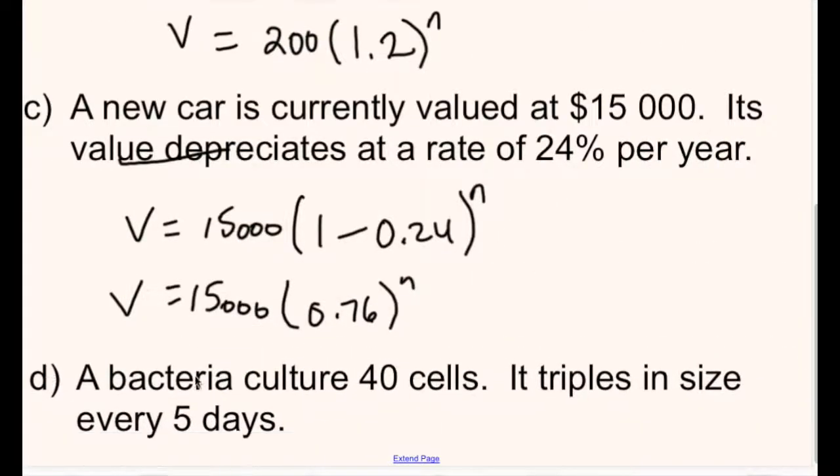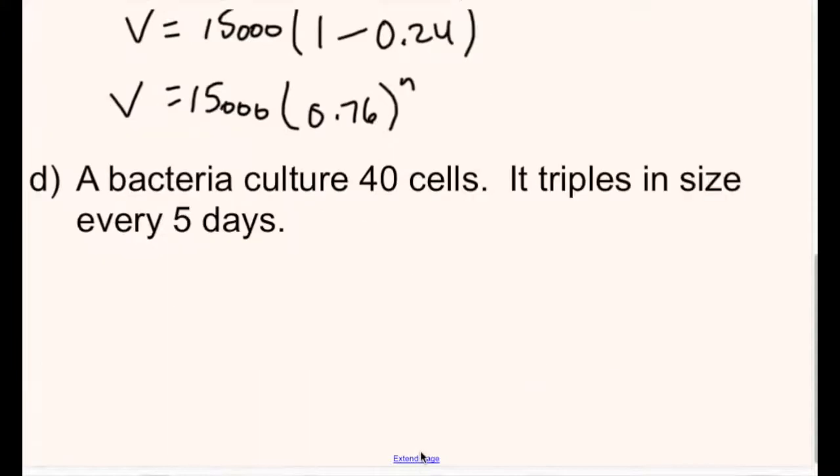One final one in this video. So now we've got a bacteria culture that has 40 cells, but it triples in size every 5 days. So let's start here with P for the population. It starts with 40, so it's going to be 40, and then it's tripling. So we've got a factor of 3. It's going to be 40 times 3 after every 5 days.